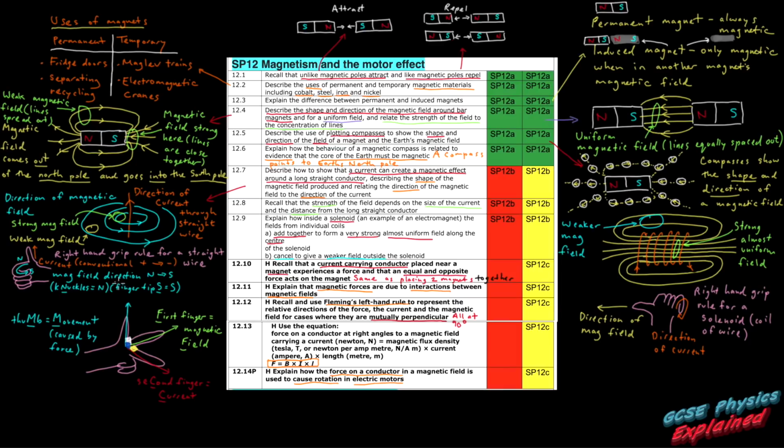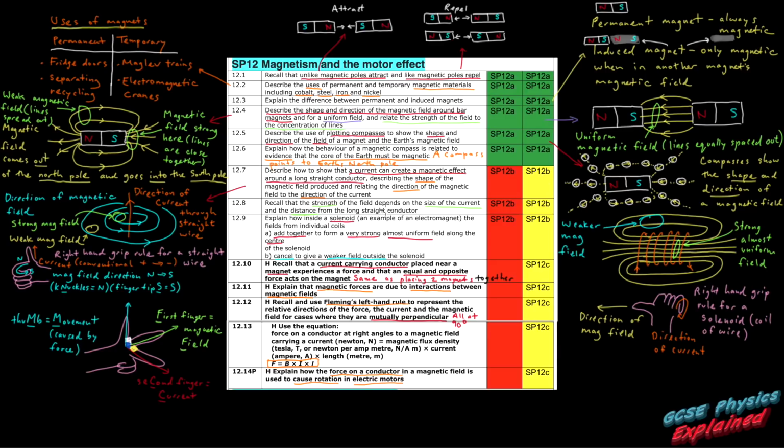Now the magnetic field direction is from north to south, same as usual. Knuckles is north, and fingertips is south. So if you pointed your thumb up, your fingers would come around in a circle like that. If you were looking down on it, it would be anti-clockwise. And the current is conventional current, which is from positive to negative. Now I'm probably telling you far too much detail because it's just yellow.